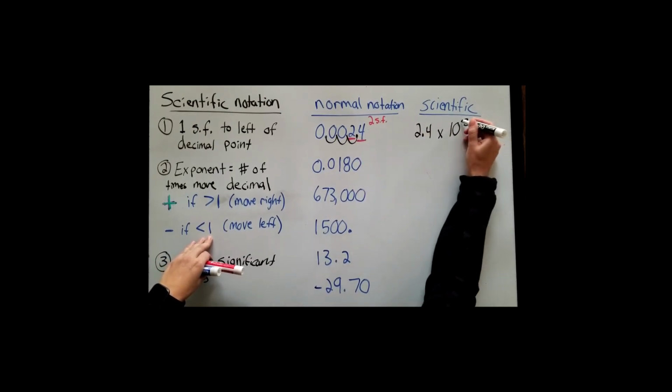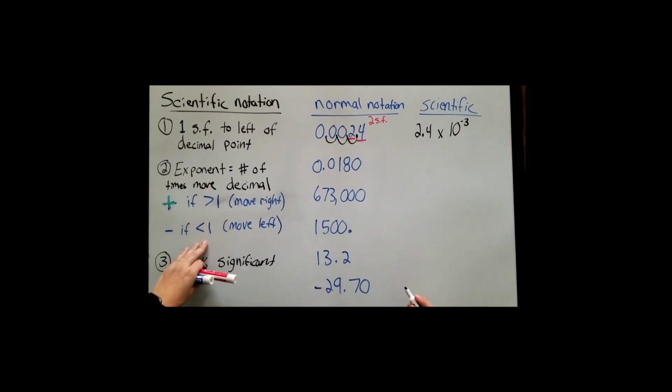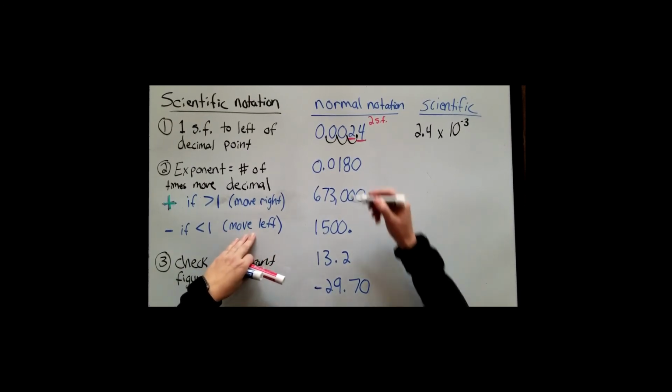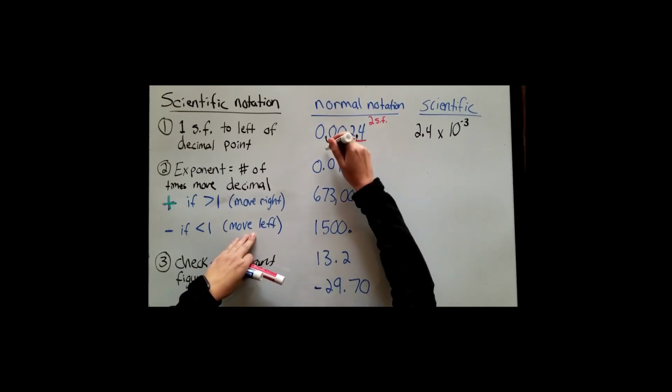Yes, it was. Now, some people prefer, instead of remembering this greater than 1, less than 1, to remember it in terms of which direction they moved the decimal. So in this case, we moved the decimal 3 times. What direction?